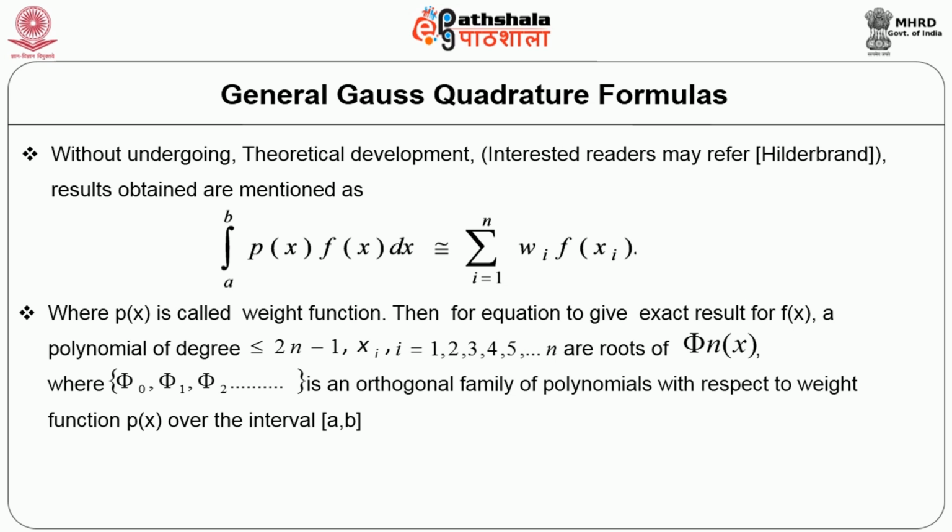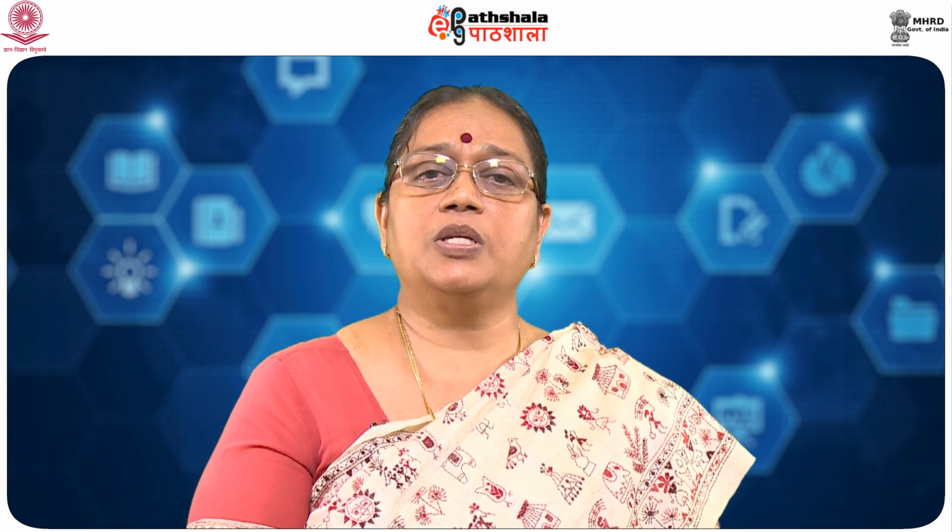Now, what are these phi n(x)? phi n(x) is a polynomial of degree n. Now, what kind of polynomial is it? See, phi n(x), first of all, is a simple set of polynomials, and it is orthogonal. Not only is it a simple set of polynomials, phi n(x) are orthogonal with respect to the weight function p(x) over the interval a b. What does this mean? First, a simple set of polynomials means you have a class of polynomials where phi 0 is constant, phi 1 is linear, phi 2 is a polynomial of degree 2, phi 3 is a polynomial of degree 3, and so on.